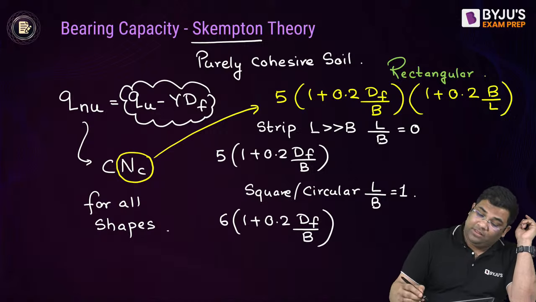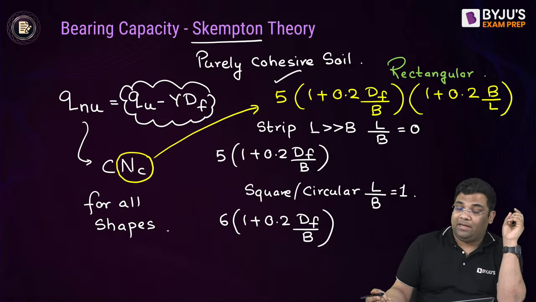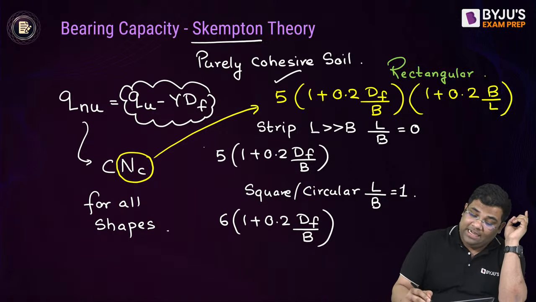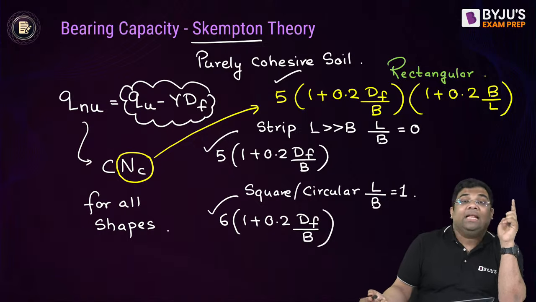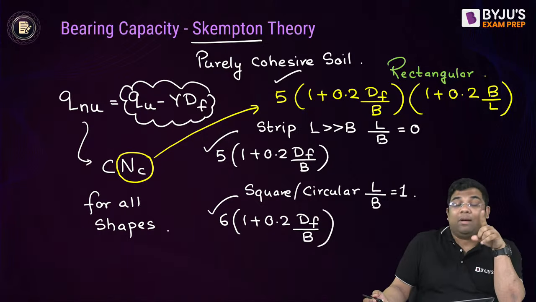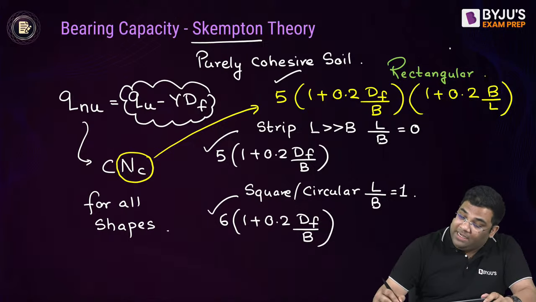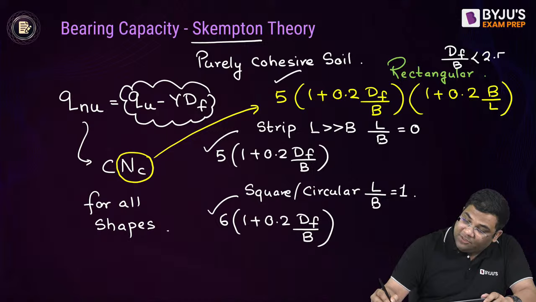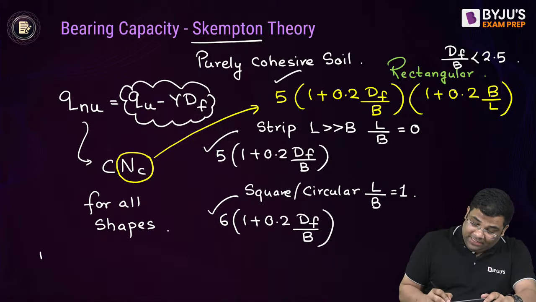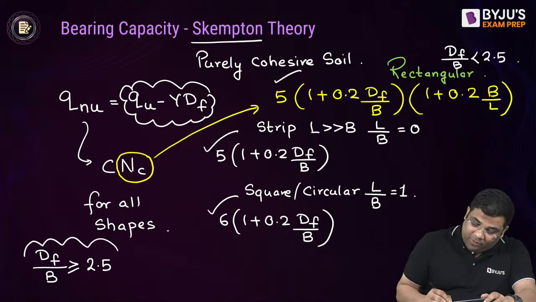So if you know this formula, ladies and gentlemen, indirectly you know this formula and this formula. Okay? So smart approach. Now all these equations are valid if the dF by B is less than 2.5 as per Skempton. Now if the dF by B crosses 2.5, Skempton told to take it as 2.5.